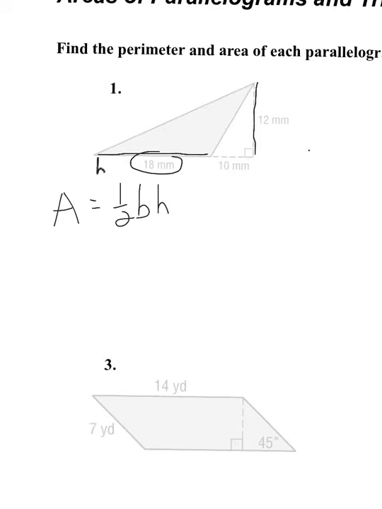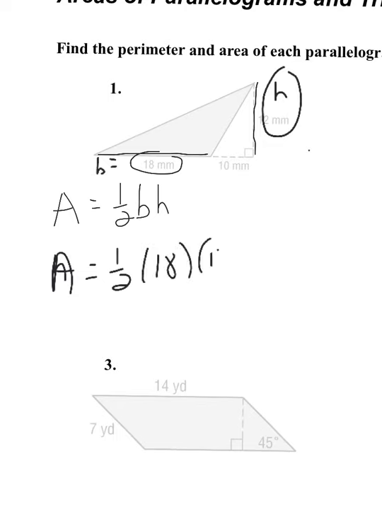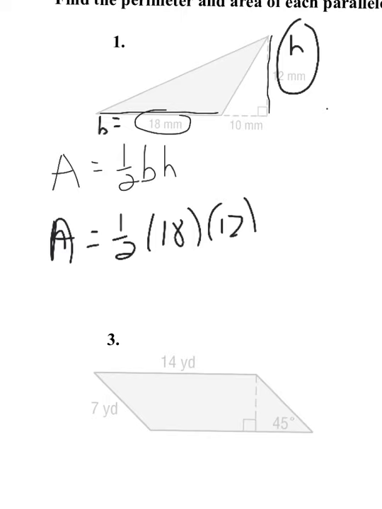So base is equal to 18 and the height is equal to 12 because by definition height is supposed to be always perpendicular to the base. So this 10 has nothing to do with the area, but it has to do with the perimeter. So area will be equal to 1/2 times 18 times 12. Half of 18 is 9 and 9 times 12, the answer is 108.